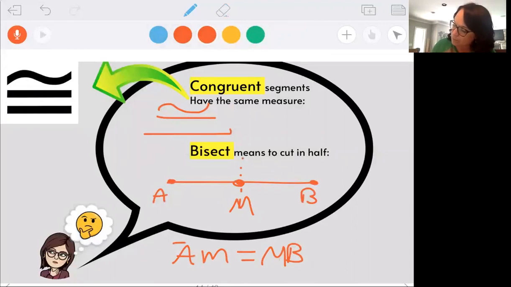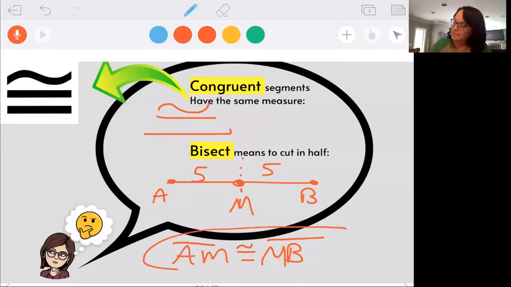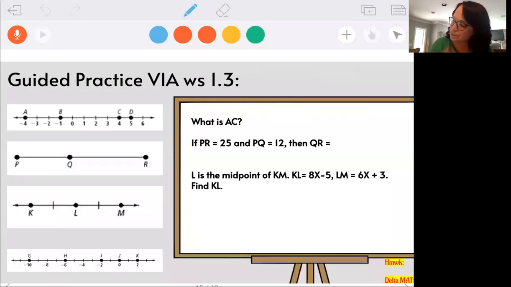Congruent means that the segments have the same measure. So equals and congruent are pretty close, but if this was 5 and this was 5, we'd say AM equals MB, 5 equals 5, but the segments are congruent. So again, bisect cuts in half.